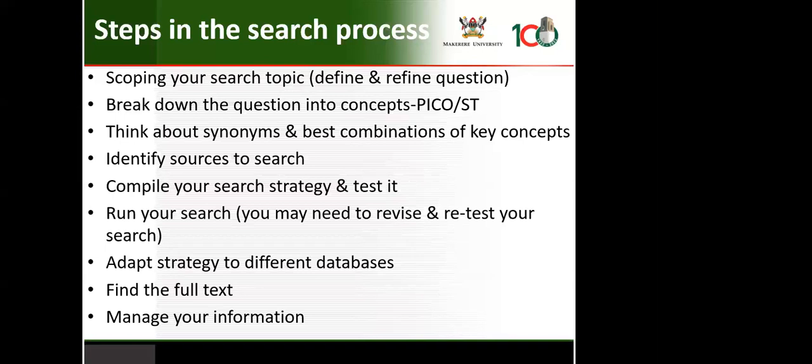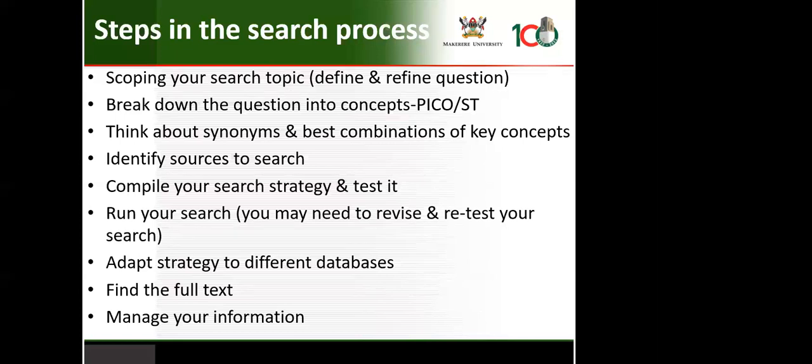Then think about synonyms and best combinations of key concepts. Identify sources to search. Those are the steps. Compile your search strategy and test it. Run your search. In most cases, when you run a search, you don't do it once and get it. You can run it, pilot it, check it, and it has issues, and you run it again, you revise it, you use different search techniques to make sure that you pick out the results that you want.